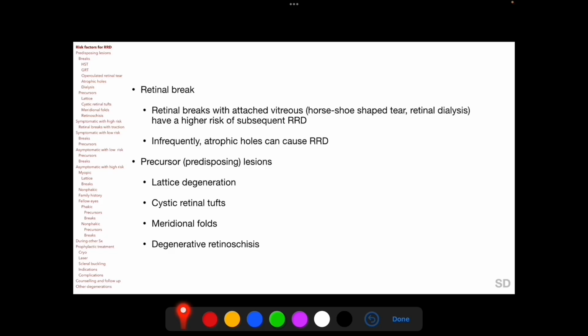Retinal breaks with vitreous attached to the retinal break such that the vitreous pulls on the retinal break, as in horseshoe tear and retinal dialysis, have a higher risk of subsequent RRD occurring, whereas atrophic holes only infrequently lead to RRD, and lesions which increase the risk of retinal break occurring include lattice degeneration, cystic retinal tufts, meridional folds, and degenerative retinoschisis. And as a group, they are known as precursor or predisposing lesions, which increase the risk of retinal break.